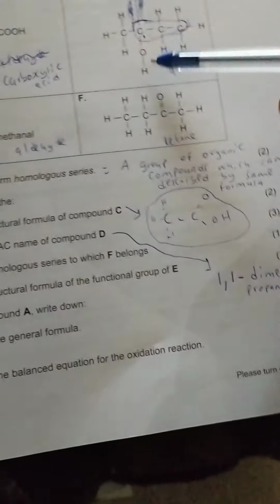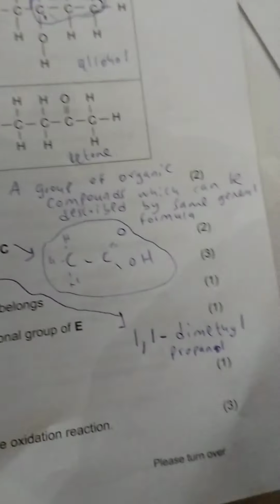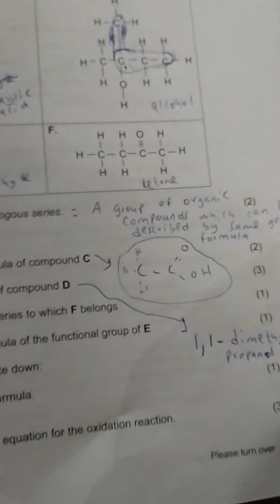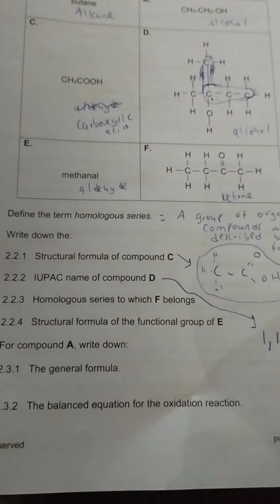Remember, prioritize the carbon with the OH group, right? And then just see that it has 2 methyl groups. That would be your name. That is 3 marks. Okay, let's quickly move along.